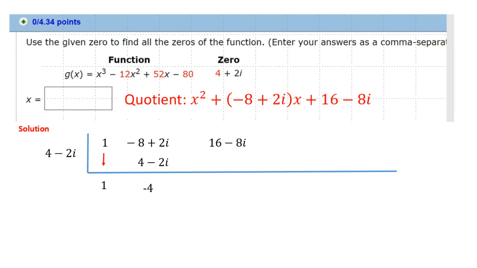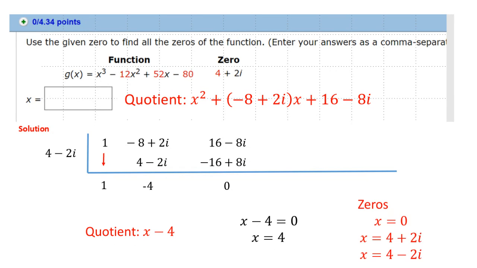Bring down the 1. Negative 8 plus 4 is negative 4. Notice that my imaginary numbers become 0. 4 minus 2i times negative 4 is negative 16 plus 8i. That becomes 0. So my quotient, since I started with x squared, now it's going to be x. So I get x minus 4. And I set that equal to 0. So x equals 4. So my zeros are going to be x equals 4, and then 4 plus 2i and 4 minus 2i.